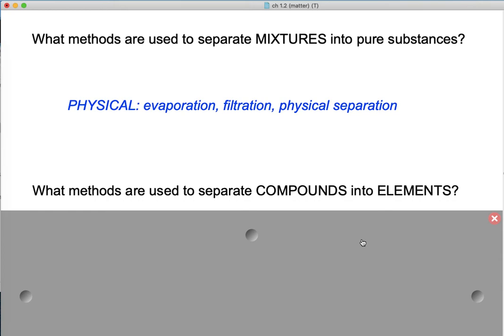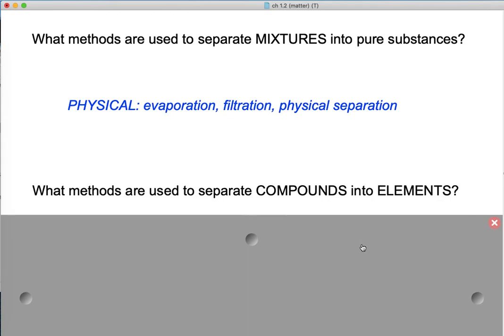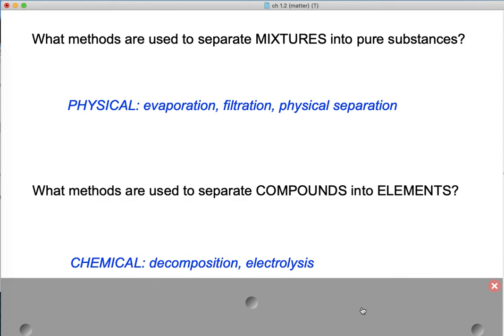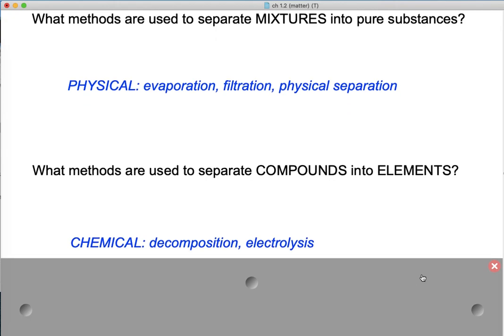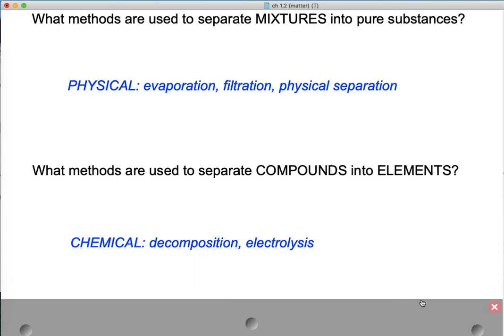But if I want to separate a compound into its elements, remember a compound is made up of two or more elements chemically combined by having atoms of different elements chemically bond to one another, I have to use chemical methods. For example, decomposition or electrolysis. And in class, I will demonstrate electrolysis of water, turning it into the constituent elements that make it up.